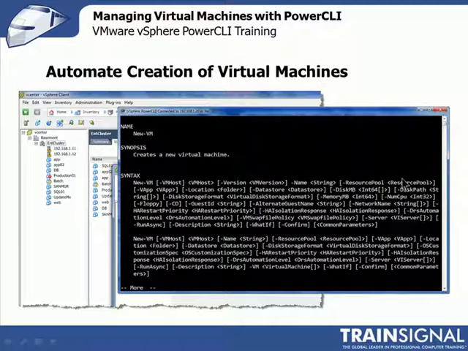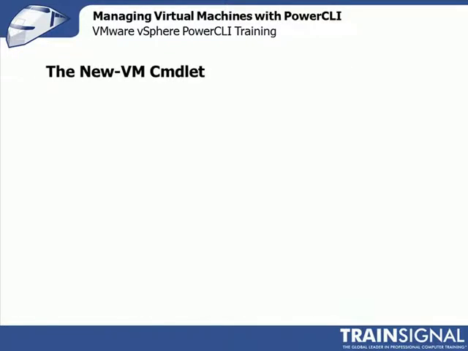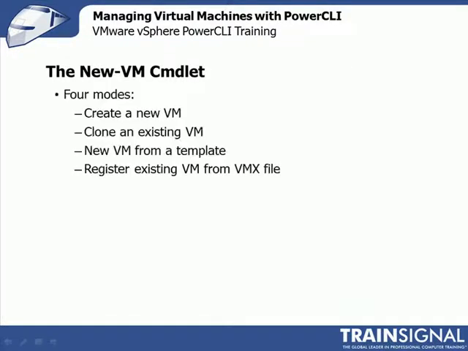There is one commandlet in particular that we're going to be looking at now. It's called New-VM. And it's a pretty meaty one. It's got a lot of stuff in it. In fact, it has 4 different modes. We have a mode to create a new virtual machine, clone an existing virtual machine, create a new VM from a template, and then register an existing VM from a VMX file. So the first 3, I think, are relatively straightforward. This last one I'll explain a little bit more.